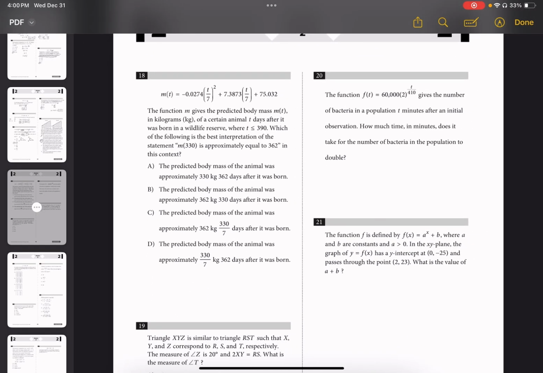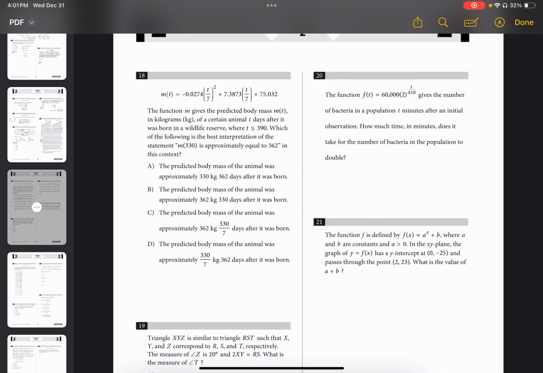Question 18, we have this equation up here, and then we have the function m gives the predicted body mass m of t in kilograms of a certain animal t days after it was born in the wildlife reserve, where t is less than or equal to 390. Which of the following is the best interpretation of the statement m of 330 is approximately equal to 362 in this context? Okay, so you don't even have to do any math for this question.